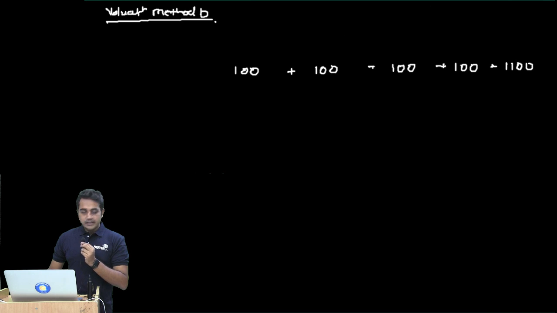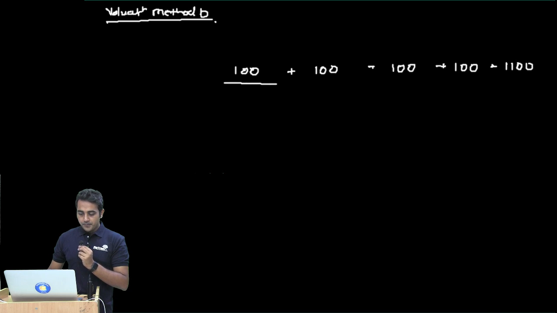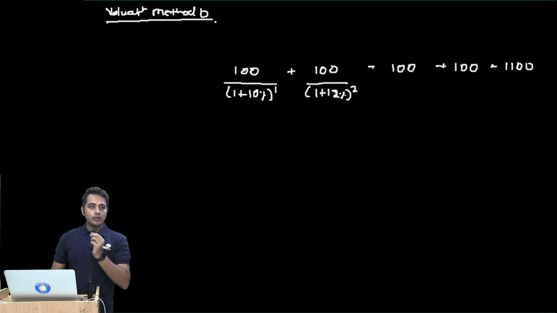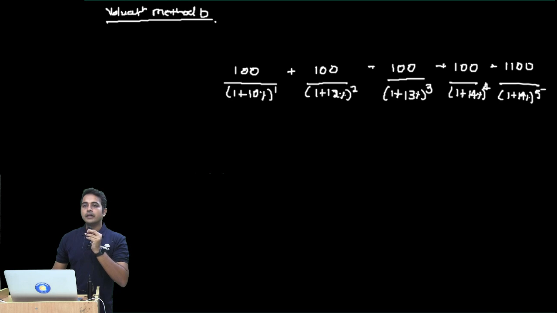Now, the trick is that the first year cash flow you are going to discount using the first year spot rate, and the second year cash flow you are going to discount using the second year spot rate. So see how the valuation model is built up. This is 1 plus 10%, since the cash flow is coming after 1 year, raised to 1. Then 1 plus, what was the second spot rate? 12% raised to 2, because that needs to be discounted backwards for 2 years. Then 1 plus 13% raised to 3, 1 plus 14% raised to 4, and 1 plus 19% raised to 5. So that's how we are going to value this particular bond. We are going to discount respective cash flow with respective spot rates.